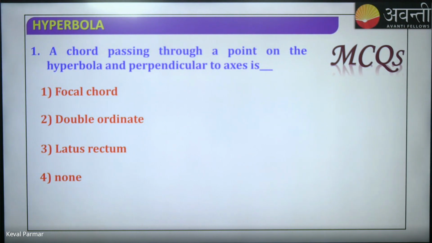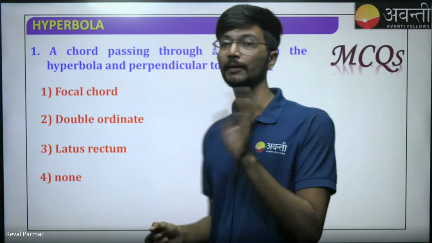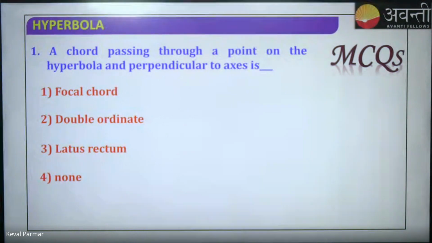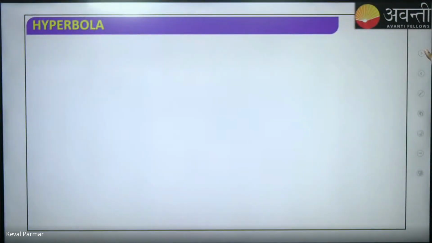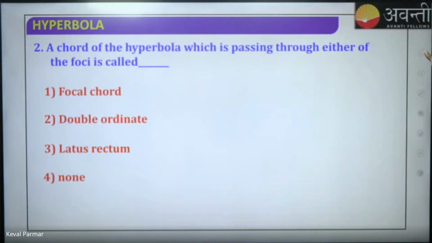Chord passing through a point on the hyperbola and perpendicular to the x. Remember, whenever a chord is... A chord of hyperbola which passes through either of the foci. So simple, guys. It is the focal chord.